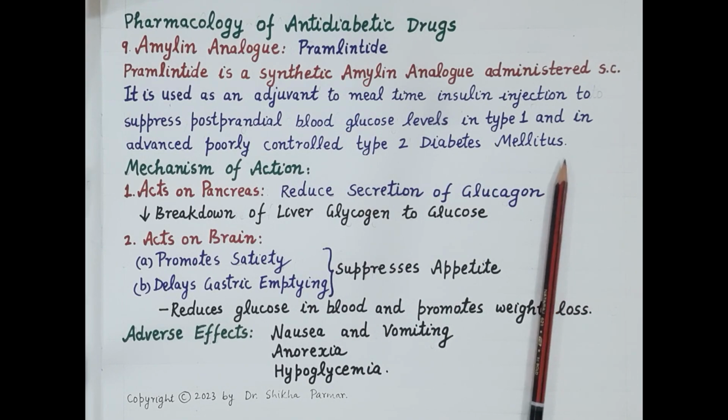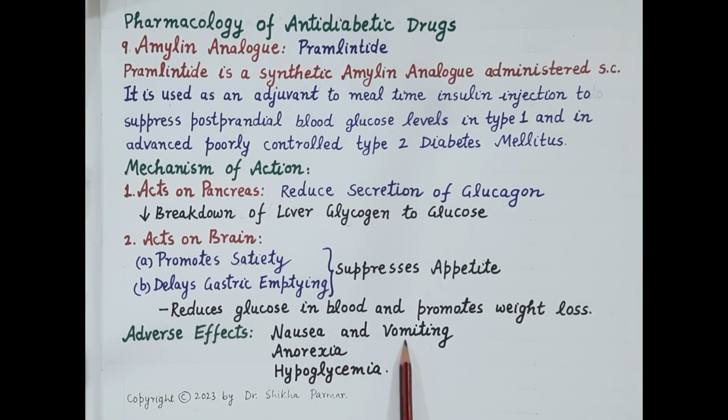Then adverse effects: as pramlintide slows gastric emptying, it can cause nausea, vomiting, then it can cause anorexia, that is loss of appetite, and this drug can also cause hypoglycemia. So this is in brief the pharmacology of pramlintide.